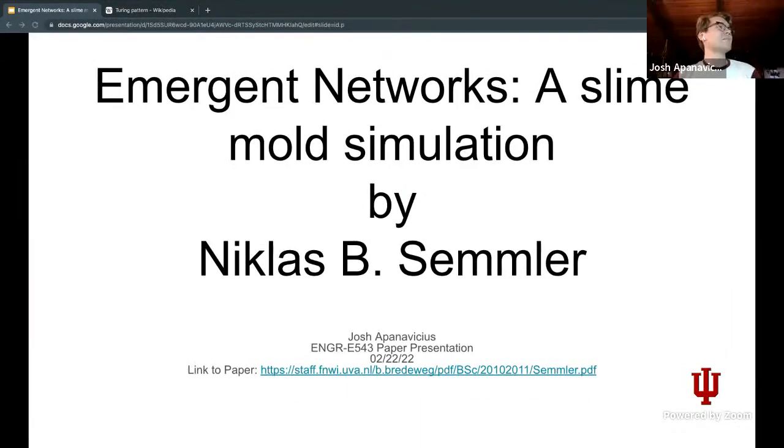Okay, very quickly, I will put in the chat the link to the paper if you would like to follow along. All right, so the paper that I'm basing my project off of is called Emergent Networks, a Slime Mold Simulation. It was written by an undergraduate, I believe, for his bachelor's thesis. His name is Nicholas Simler. I was able to get in contact with him. He sent me all the code for it. So that's a pretty good start.